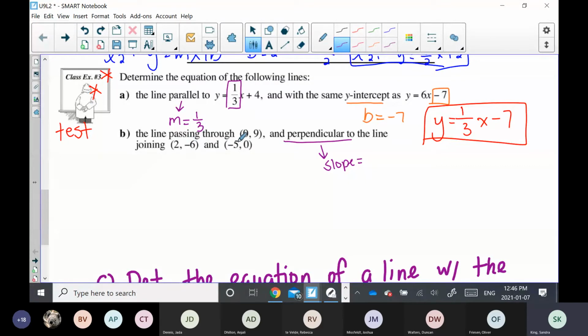So if you're given 2 points and they want the slope of these 2 points, you say the first point is x1, y1, the second point is x2, y2, and we're going to figure out the slope of those 2 points. So the slope of 2 points is y2 minus y1 over x2 minus x1. So the slope of this would be y2, which is 0, minus -6, all over x2, which is -5, minus x1, which is 2.